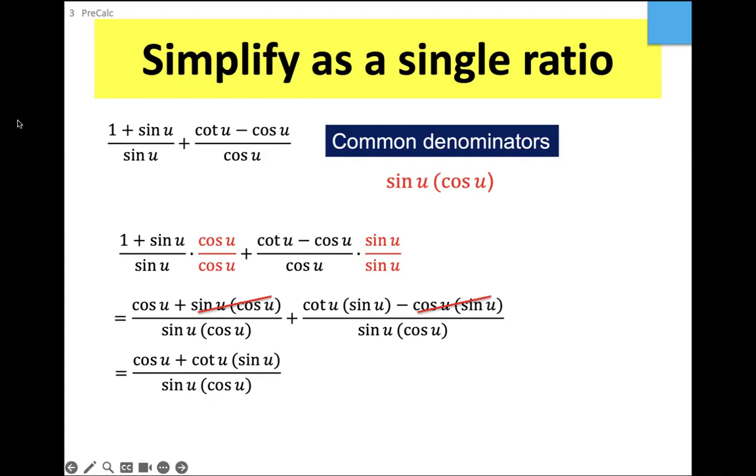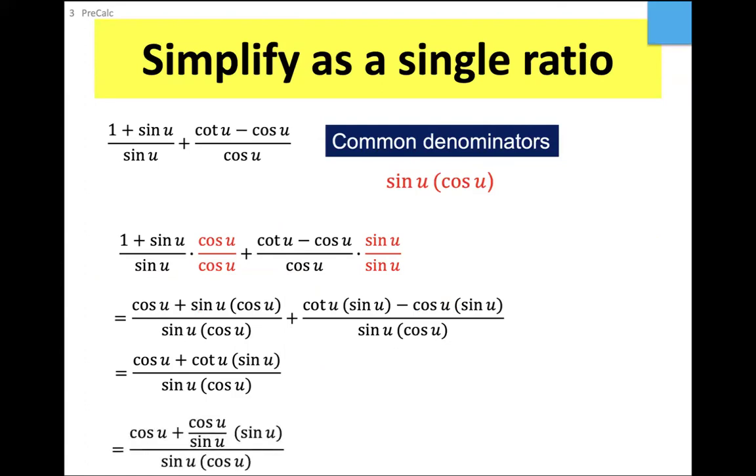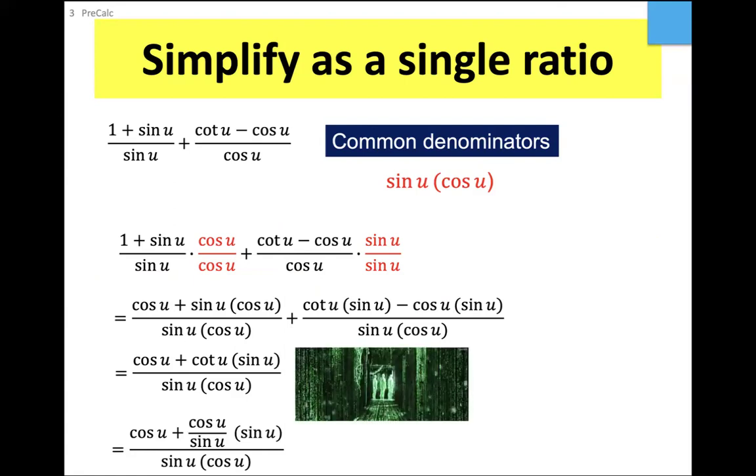And hopefully it jumps out at you, arrow number one, change something. Notice I got a cotangent u sitting right there. And we know that cotangent is defined as cosine theta over sine theta. So if I rewrite cotangent u as cosine u over sine u, notice that the sines cancel. And then I got a cosine u plus a cosine u, and that would be two cosine u's. But now I got a cosine u on the top and a cosine u on the bottom, so they would cancel, and I would be left with 2 over sine u.